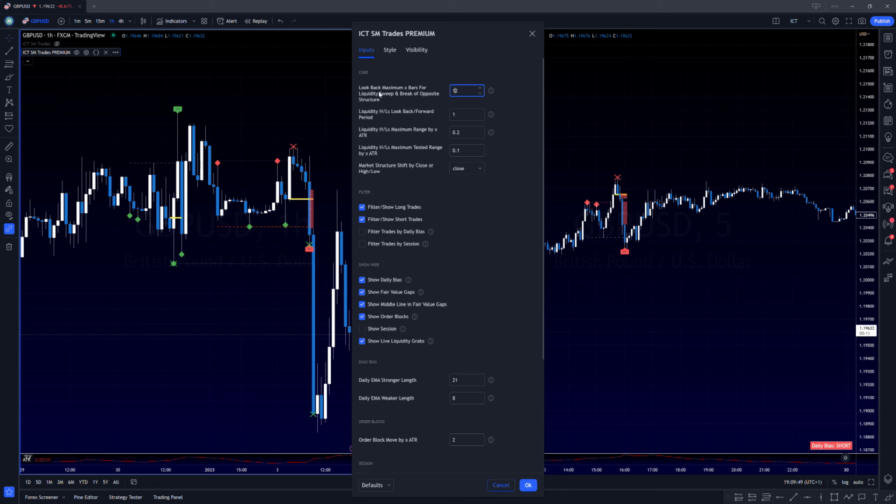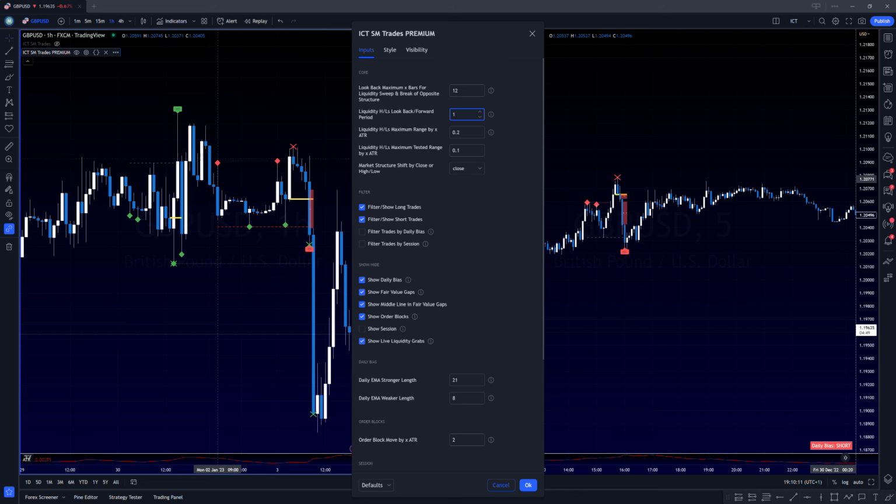So this is the first setting, and every setting, or most of the settings, have some tooltips where you can find more description of these settings. So the second setting is liquidity high-low look back forward period. What does it mean? Here is the value n now. Value 1.